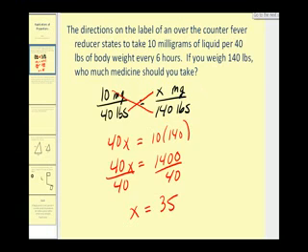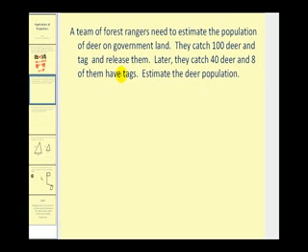Let's take a look at another example. A team of forest rangers need to estimate the population of deer on government land. They catch 100 deer and tag and release them. Later they catch 40 deer and 8 of them have tags. Estimate the deer population. So we'll form two ratios that compare tagged deer to the total number of deer.